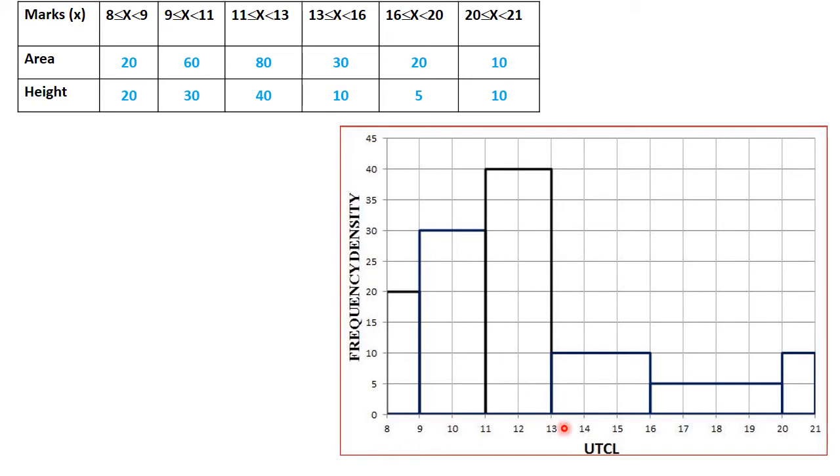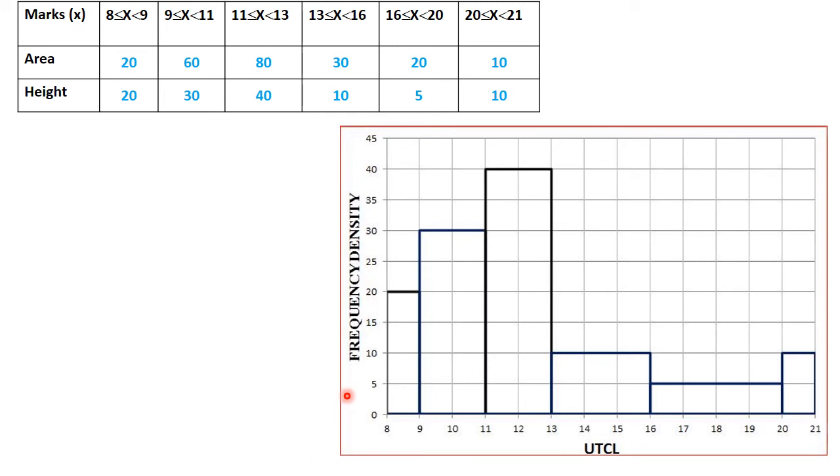On the x-axis, we have the upper true class limits. In our case, we'll have 9, 11, 13, 16, 20, and 21. They are here. Notice that the class widths are not the same. The first class, the width was 1, the second one was 2, the third one was 3, the next one was 4, and the last one was 1. Okay? And these are the frequency.